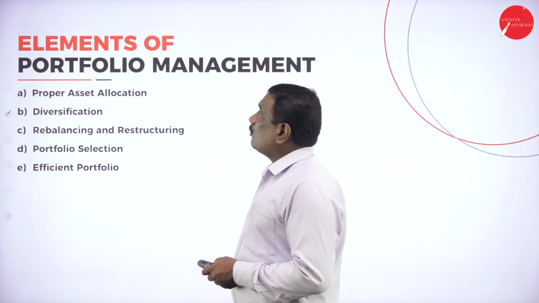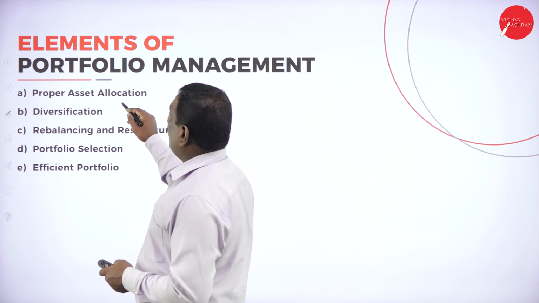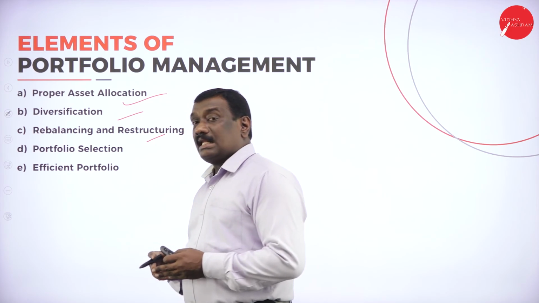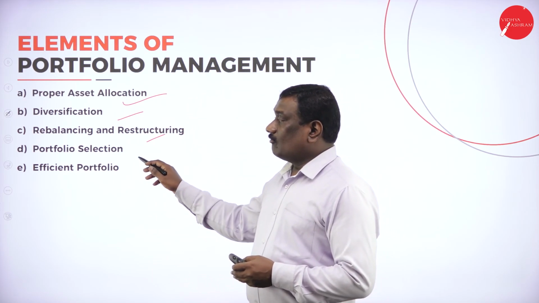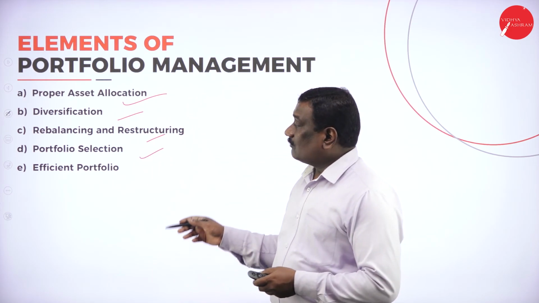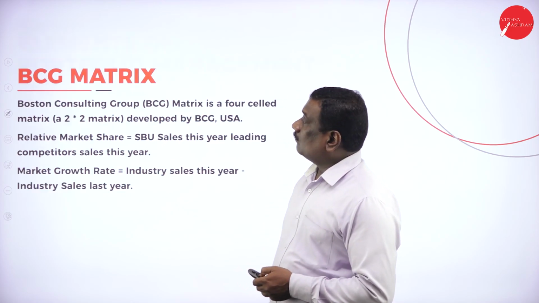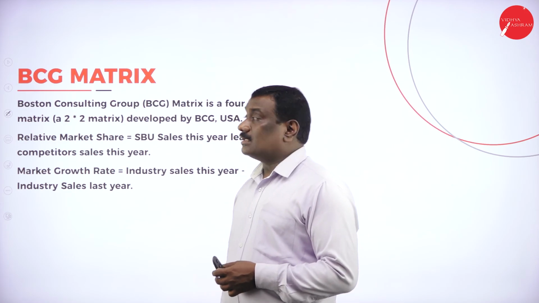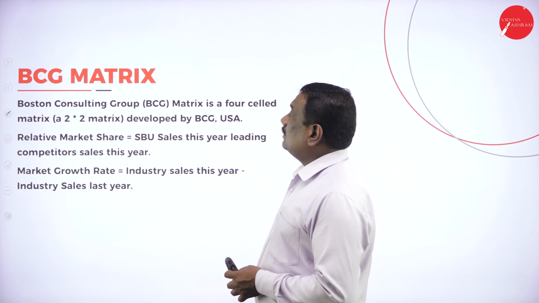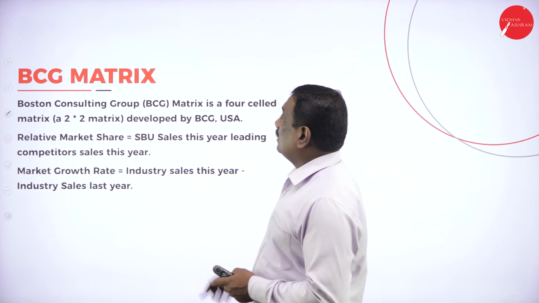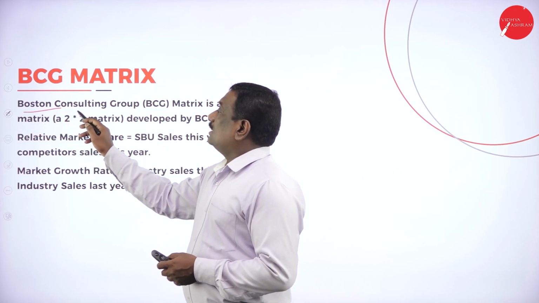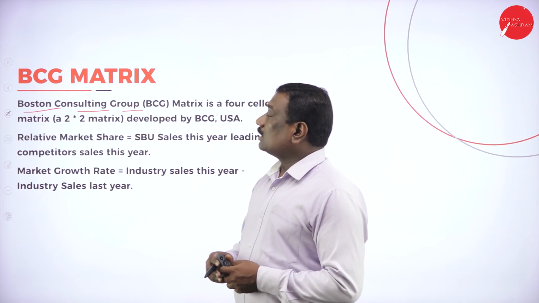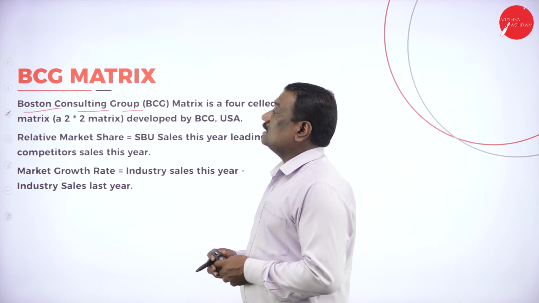Now coming to the elements of portfolio management, we have proper asset allocation, second is diversification, third is rebalancing and restructuring, fourth is portfolio selection, and fifth is efficient portfolio. Now coming to the next important aspect, that is the BCG matrix. B stands for Boston, C stands for Consulting, and G stands for Group. That is why we call it BCG in short form.